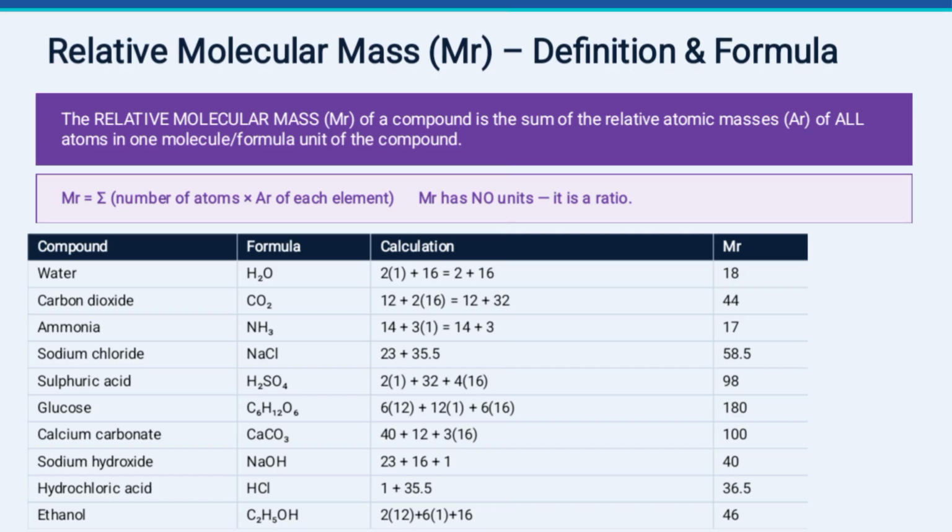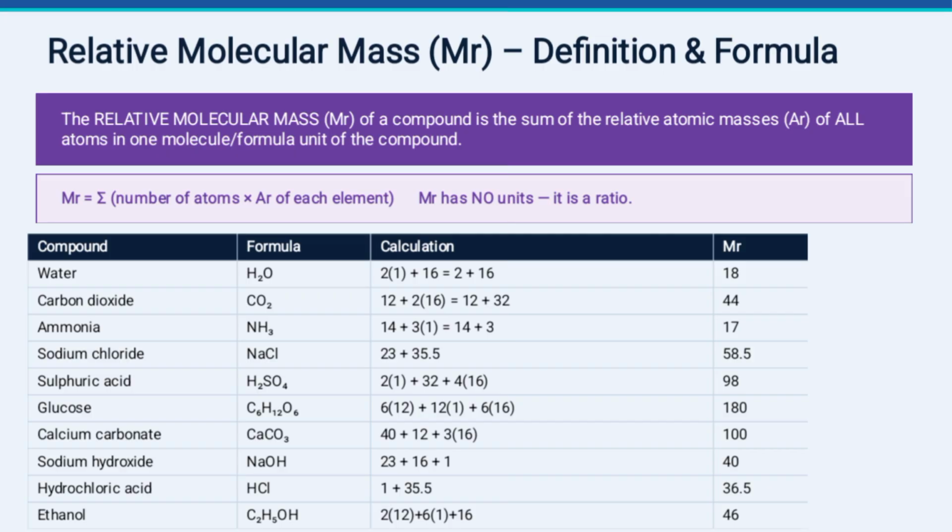Let's look at the relative molecular mass. The relative molecular mass of a compound is the sum of the relative atomic masses of all the atoms in one molecule or formula unit of the compound. What does it mean? Let's take for example calcium sulfate, CaSO4. All the atoms of CaSO4 are Ca, S, and O. When you add all their relative atomic masses together, it gives you the relative molecular mass of the compound.